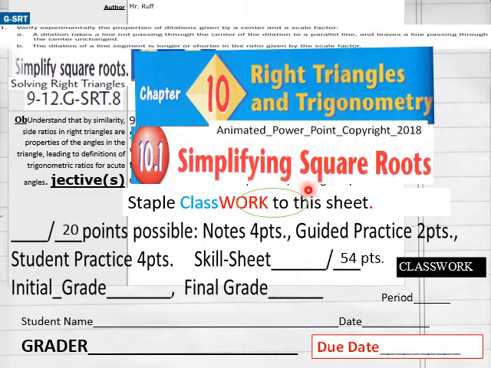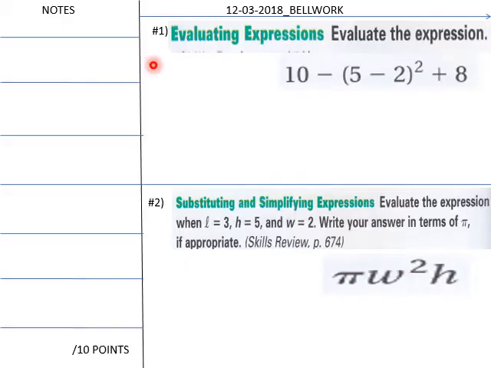10.1, simplifying square roots. We have classwork here of 54 points. Here are our standards, understood by similarity. Side ratios and right triangles are properties of the angles in the triangle, leading to the definition of trigonometric ratios for acute angles. And to do that, we need to know how to simplify square roots.